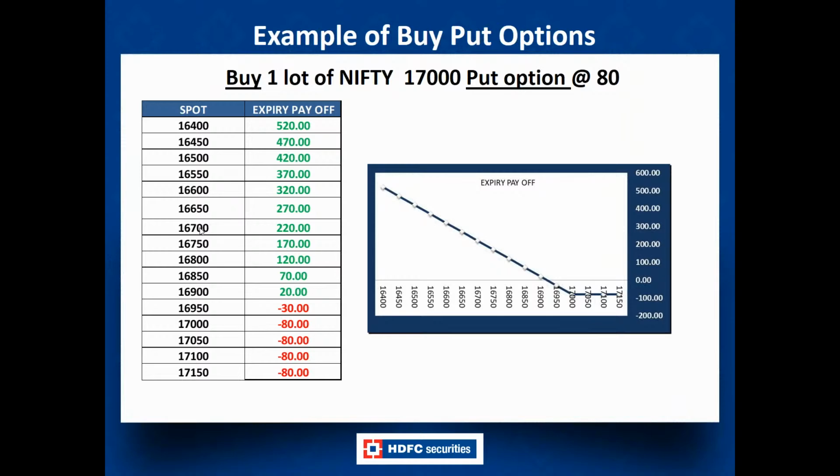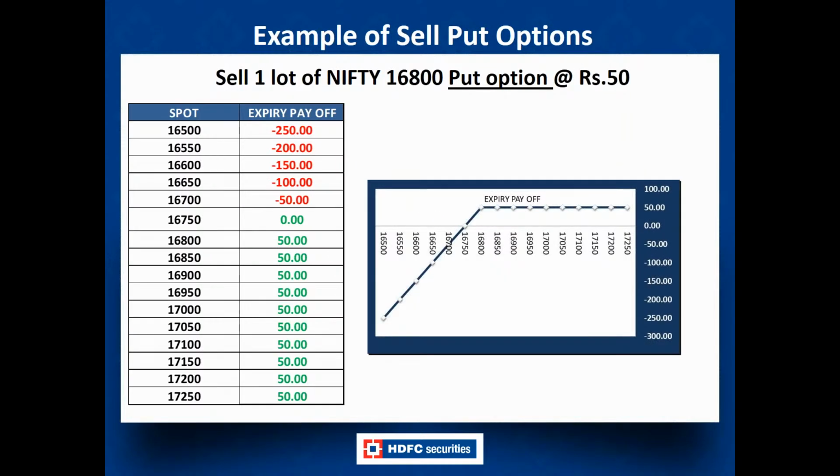Now I will take an example of selling a put option. As I made you understand in my first slide of options, if you have a bullish view, you can take advantage of it by buying a call option or selling a put option. Here I have a view that Nifty won't go below 16,800 levels at any cost, because there is multiple support. So I sell one lot of Nifty 16,800 put option at 50 rupees. That means I am bullish above 16,800 levels.